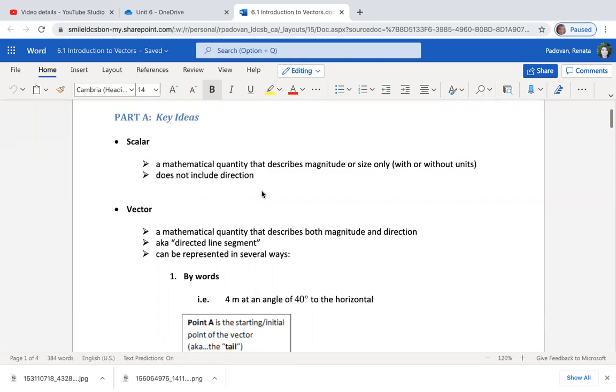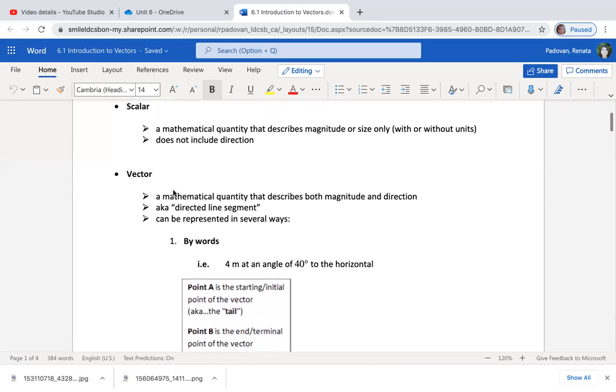So what is the difference between the key ideas here, a scalar and a vector? So a scalar is a mathematical quantity that describes magnitude, or size only. Magnitude or size, same thing, right? So basically length, with or without units, depending on if the question gives you the units or not. And it does not include direction, right? So when we talk about distance, distance is always positive. It's a measurement with no regard to direction.